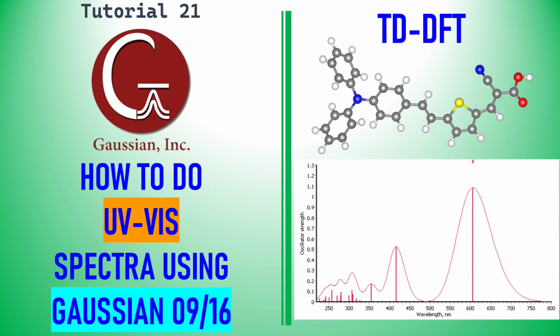Dear friends, this is my tutorial 21 in Gaussian. In this tutorial you are going to learn how to do UV visible spectra calculation using Gaussian 09 or 16. This is the UV visible spectra of this organic donor acceptor dye. I calculated it using the TDDFT method.